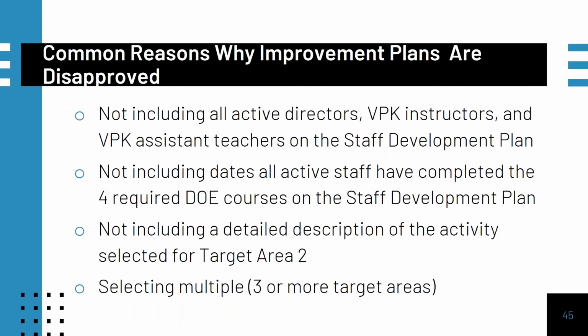If you don't include dates, all active staff have completed the 4 required DOE courses on the staff development plan. So remember the first 4 courses on the staff development plan, and I will show you what those look like when we look at the website. If you do not include the dates that those 4 courses were completed by the director, the VPK instructors, and the VPK assistant teachers, your plan will not be approved.